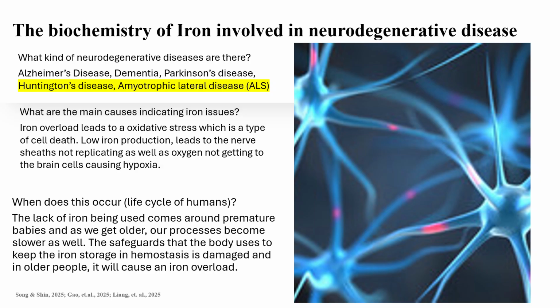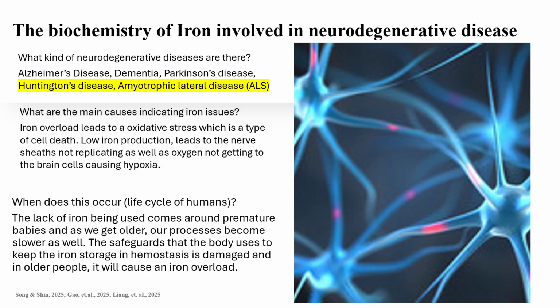In the next slide, we will continue, but on this particular one, it's like, what kind of neurodegenerative diseases are there? Well, we have Alzheimer's disease, dementia, Parkinson's disease, Huntington's disease, amyotrophic lateral sclerosis, ALS, also known as Lou Gehrig's. Now, Huntington's disease and ALS are primarily genetic diseases, but the iron use is helpful in the prognosis of the patient's health.